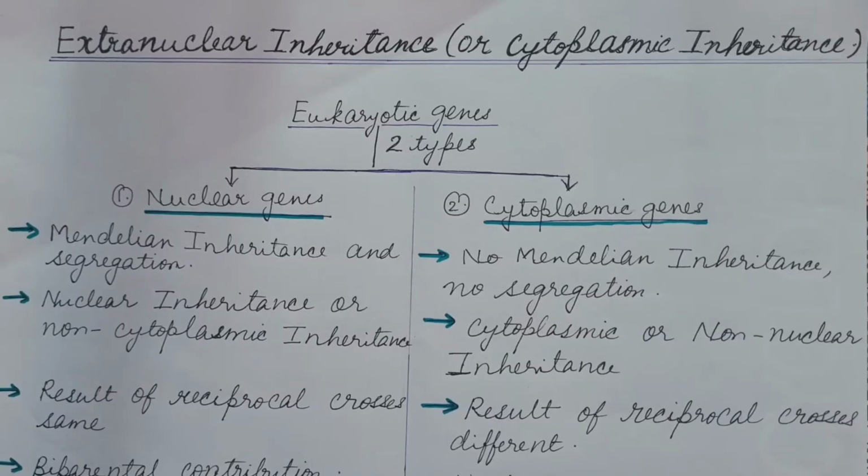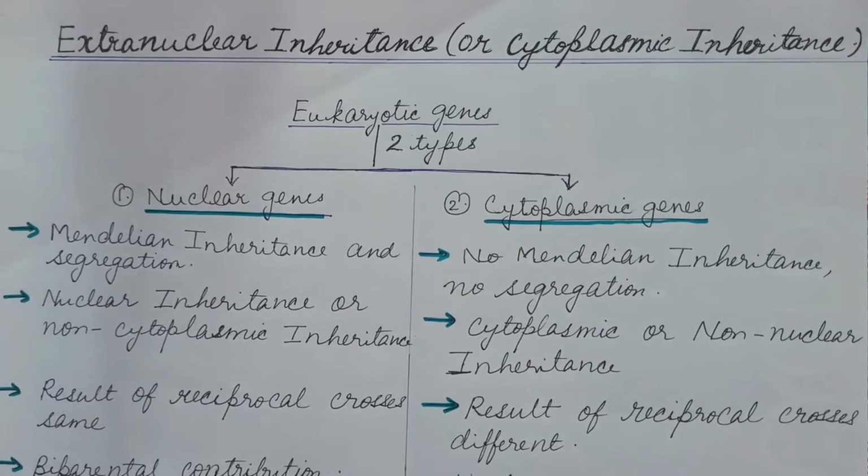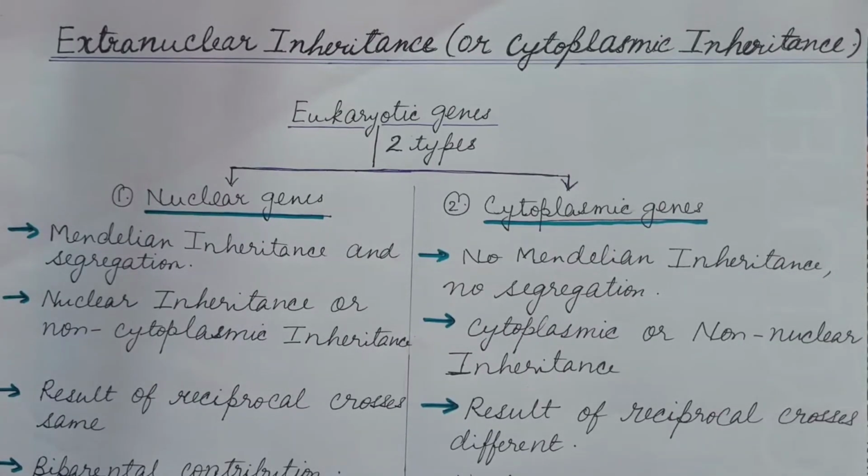Certain experiments were performed and these suggested that in addition to nuclear genes, there are also genes present in the cytoplasm, both in prokaryotes and eukaryotes, and these are known as the extranuclear or cytoplasmic genes. And these are also responsible for inheritance of certain traits.